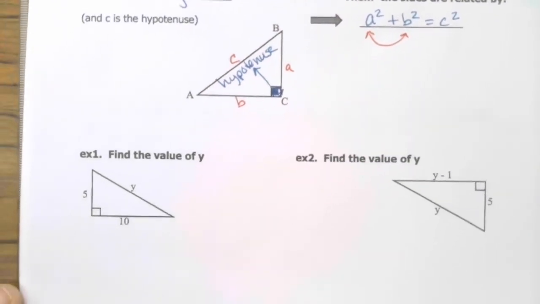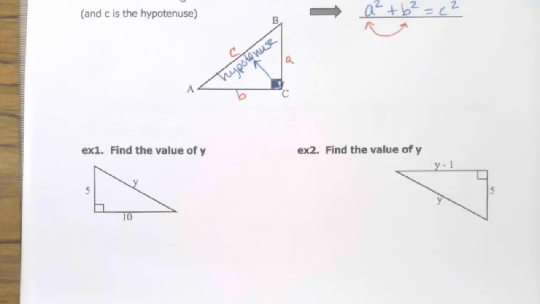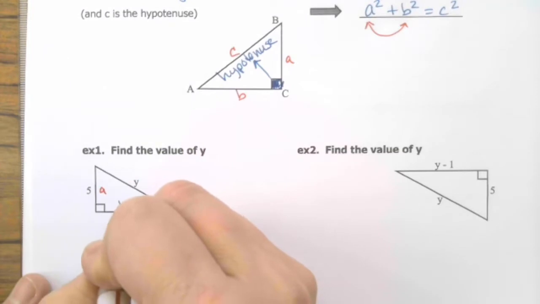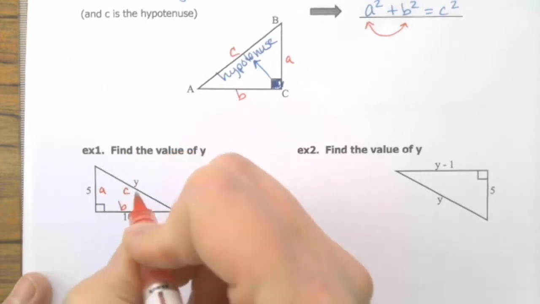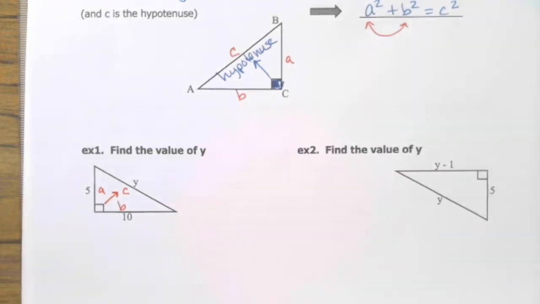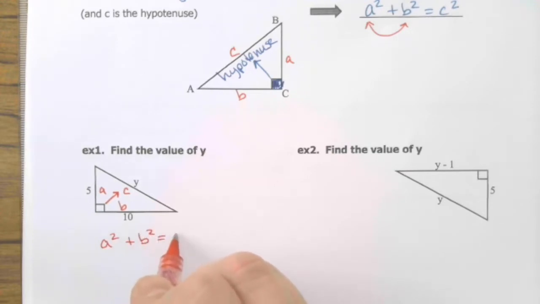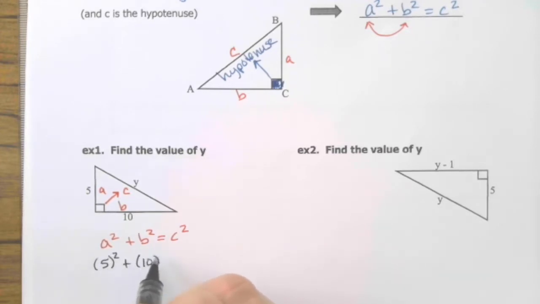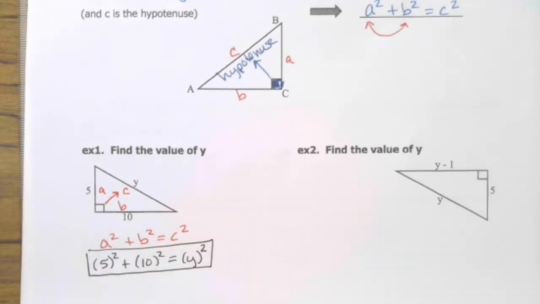All right, let's practice using this. Example 1, find the value of y. So we have three sides. We have two legs, a and b, and an unknown c. And again, the side across from the 90 is the hypotenuse. So we're going to use the Pythagorean Theorem, a squared plus b squared equals c squared. Let's substitute in the values. So 5 is a leg squared plus 10 is the other leg squared equals y squared. That is your equation. Now we solve.